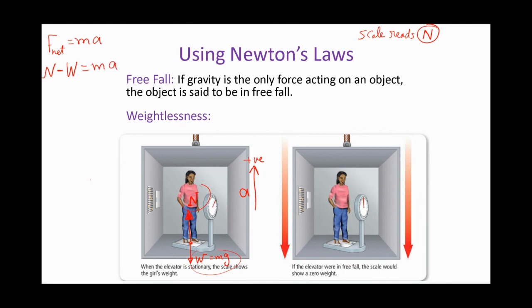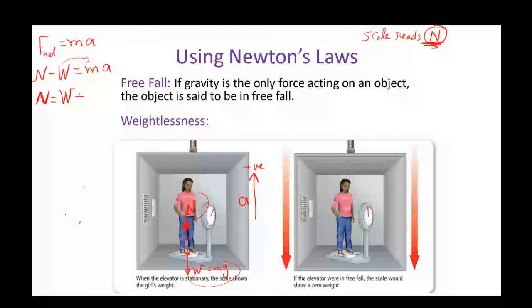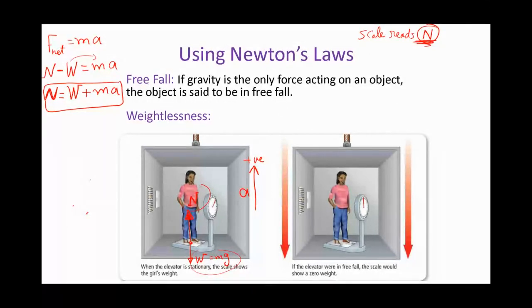We are looking here for what? I'm looking for the reading of the scale, which is N. So I need to get N on the left-hand side. N equals what? Take the weight to the other side, it will be positive, so N equals the weight plus mass times acceleration. So the reading of the scale now will be a false reading. It will give you a wrong reading, the weight plus mass times acceleration, so it gives you more than the right one. For example, if it is at rest and it gives 100, it will give you 110, 115. So it gives you more reading, which is a false reading here.